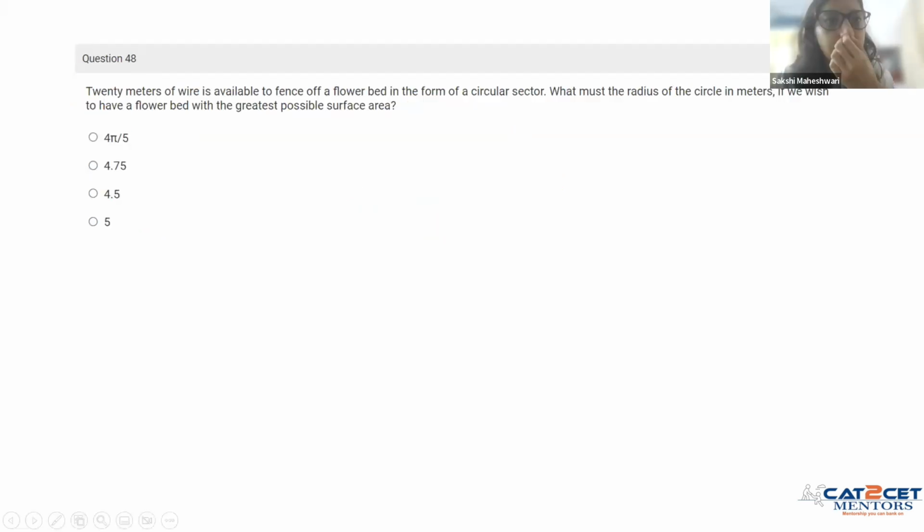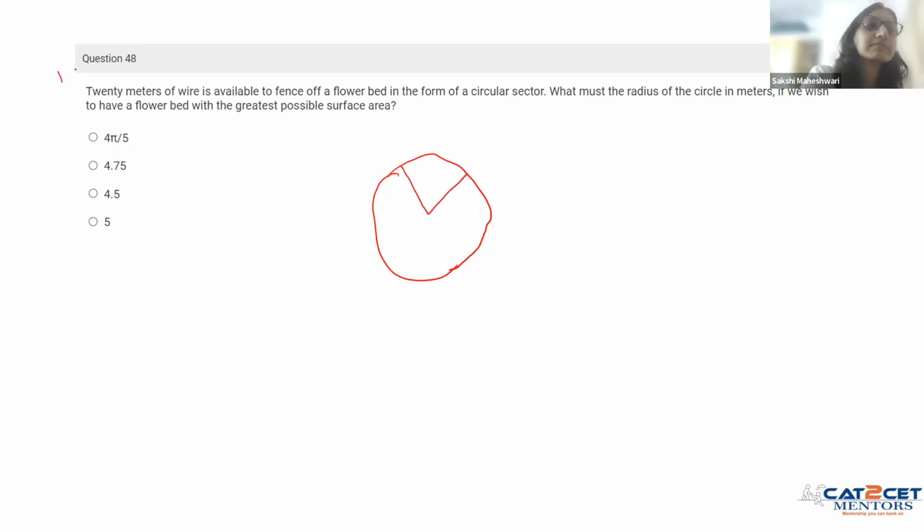Now, 20 meters of wire is available to fence off a flower bed in the form of a circular sector. So this is a circular sector. We need to find the radius. You can also do this in the second go. Don't do it in the first go. Now we wish to have a flower bed with the greatest possible surface area. So the surface area will be this.